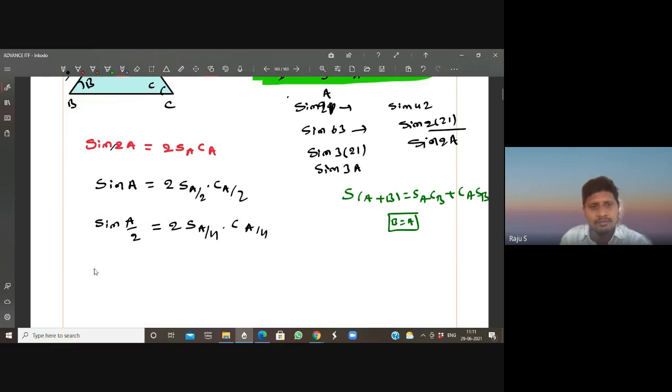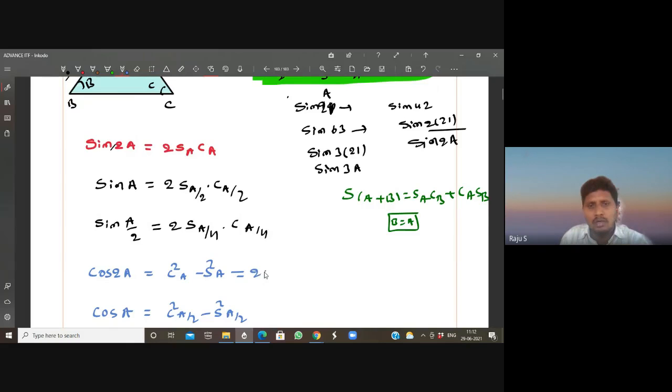we know how many formulas there are for cos 2a? Four formulas, sir. Yes, cos 2a. With the help of cos 2a, can you find the cos a value? Yes, cos 2a is cos square a minus sin square a. Here, for cos a alone, cos square a by 2 minus sin square a by 2.